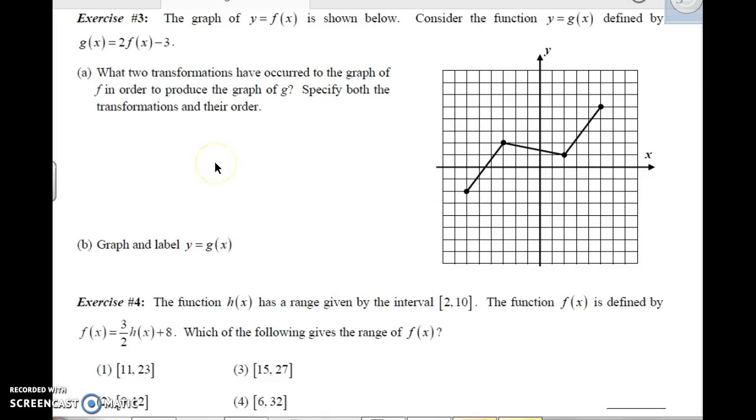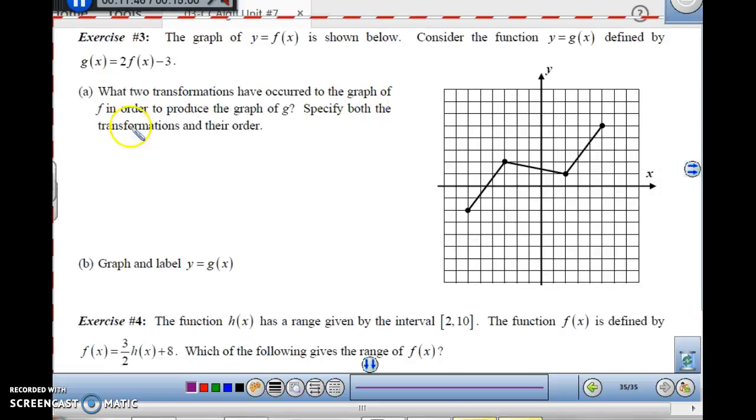Okay. Now we can combine the different transformations together, the stretch and the shift as well. The graph of y equals f of x is shown below. Consider the function y equals g of x defined by g of x equals 2 times f of x minus 3. What transformations have occurred to the graph of f in order to produce the graph of g? Specify both the transformations in their order. So to get g of x, I took 2f of x minus 3. What happened first? That would be the 2. That means it's going to be a vertical stretch because it is greater than 1. So it's a vertical stretch by a factor of 2.